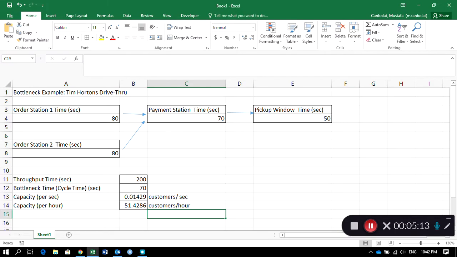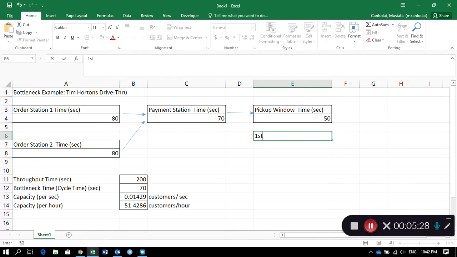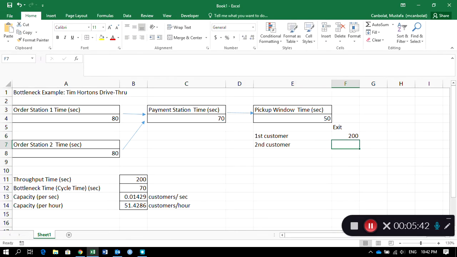What that means is that the first customer is going to take the throughput time. The first customer is going to go through this process 80, 70, and 50, so the first customer will exit from this process in 200 seconds. But then the second customer is going to exit from this process 70 seconds after the first customer. So this will be 200 plus 70.